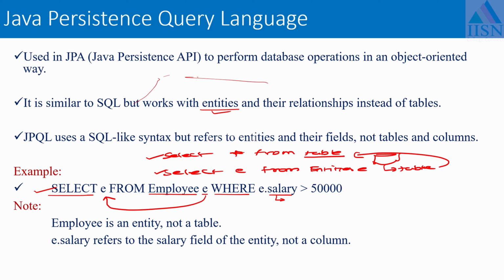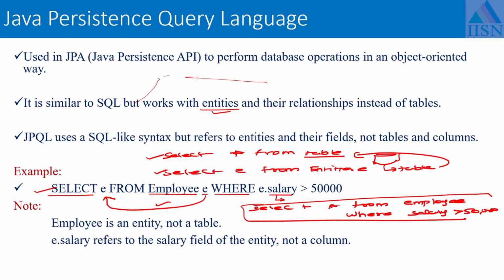This query works the same as how we would write select star from employee, where employee is a table name, then the condition where salary is greater than 50,000. So this query works the same as it would on the database table. Let's proceed into the implementation part. Hope you understand what a JPQL query is.